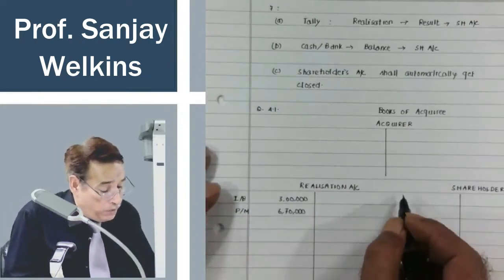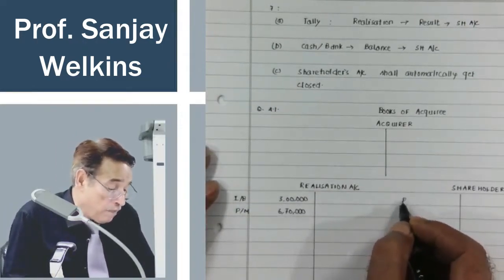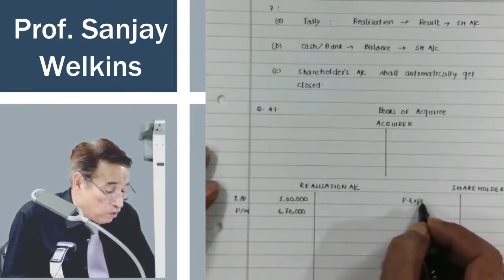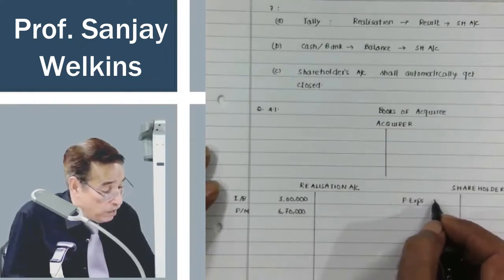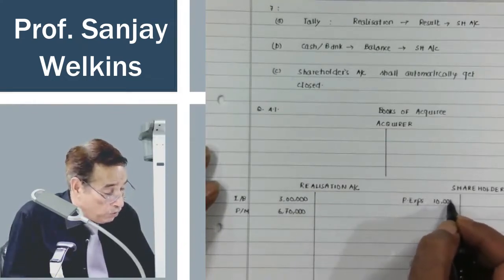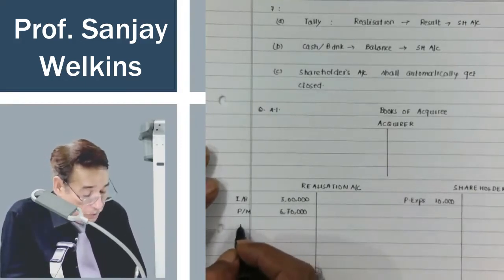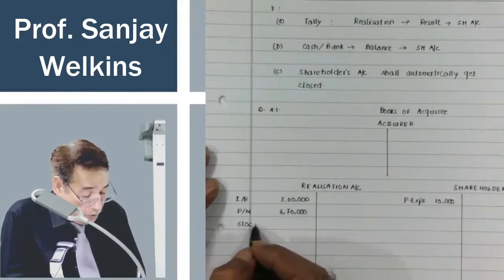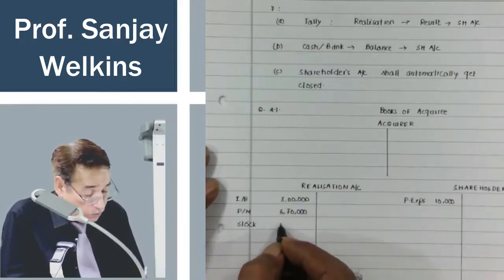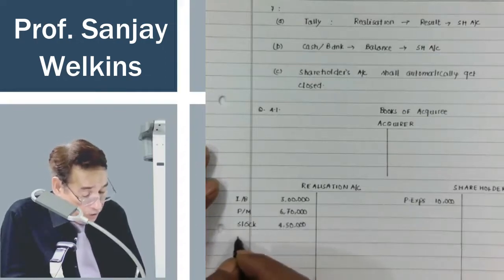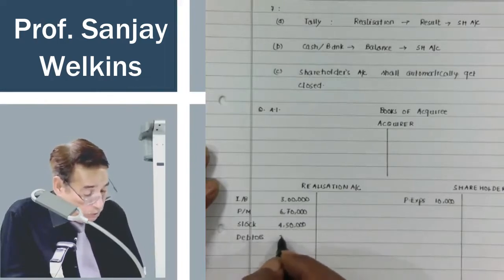Besides plant and machinery, we have preliminary expense. I told you preliminary expenses are valueless items and the purchasing company will not take them over. These valueless items will be debited to the shareholders account. So I will put them towards the debit side of shareholders account, 10,000. Then there are three other items: stock, debtors and bank. So stock, I am going to write it over here. Stock amount is 4,50,000. And then we have debtors. Amount of debtors is 2,50,000.